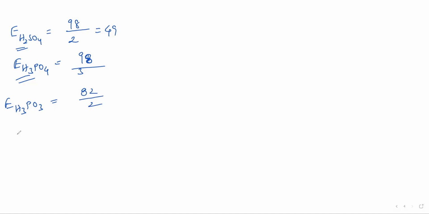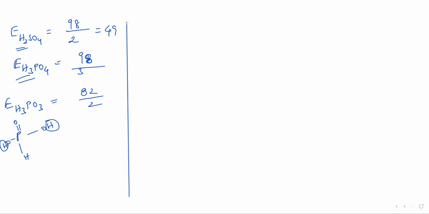How can you determine that? P double bond O, OH, OH, H. So hydrogens attached directly to oxygen are considered as replaceable hydrogens. This is how we will calculate equivalent weights of acids.